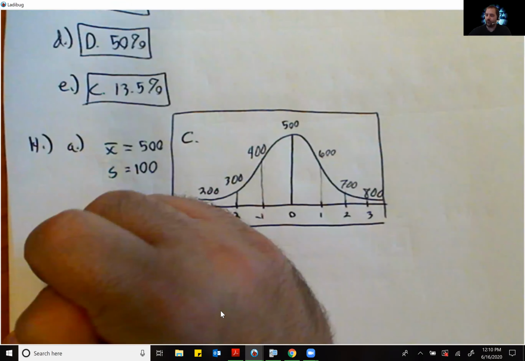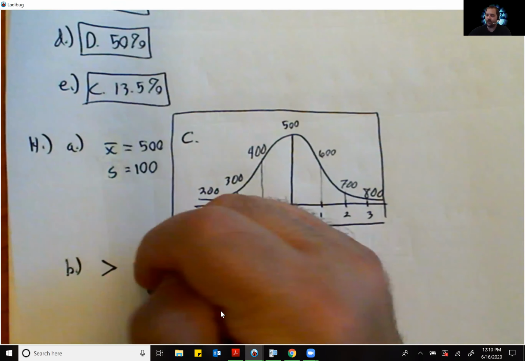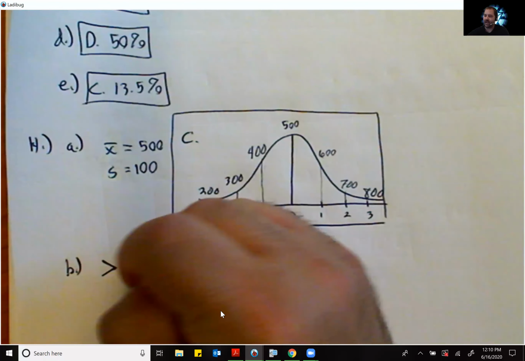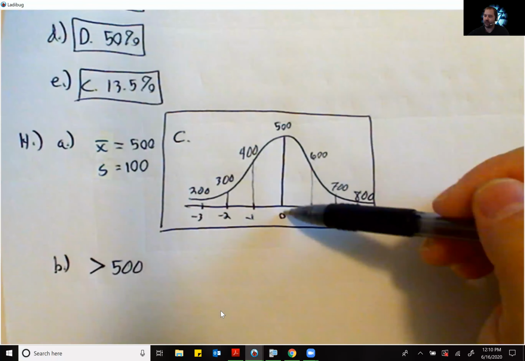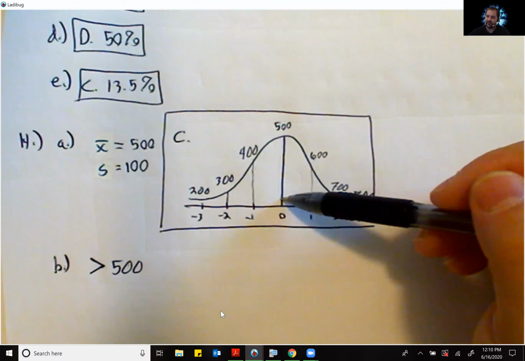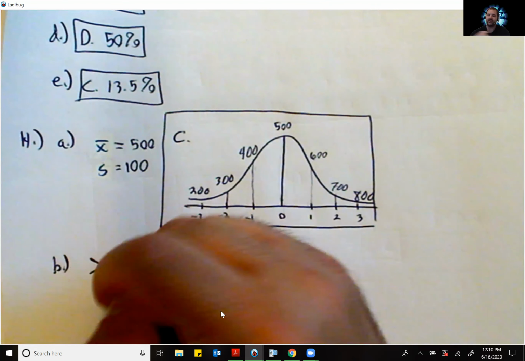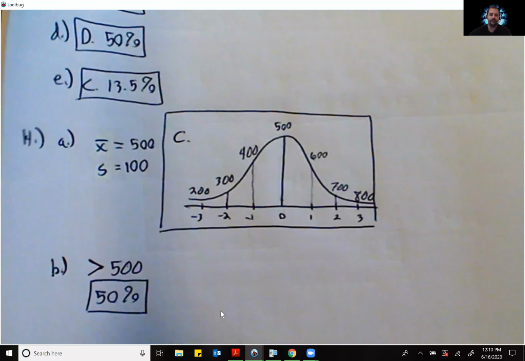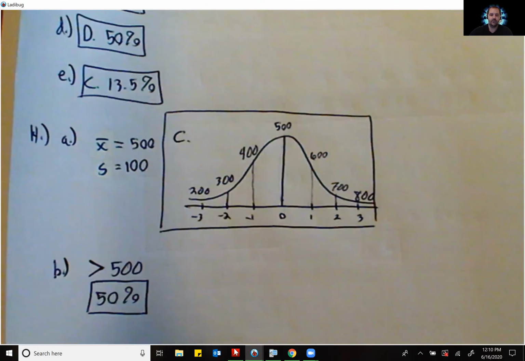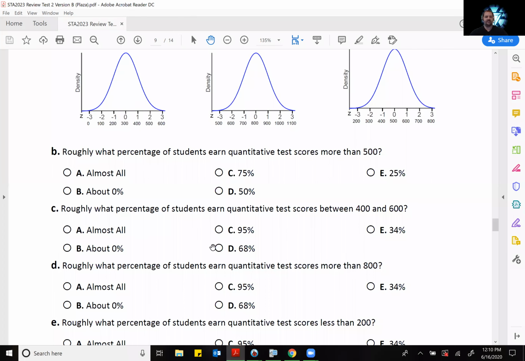So we want to be greater than 500. And so that happens right here. Here's 500, and we want all this, which we know to be 50%. So what they're asking us in this is we're really using that empirical rule to help us out. And it is multiple choice, so that was D. I need to put that on there.